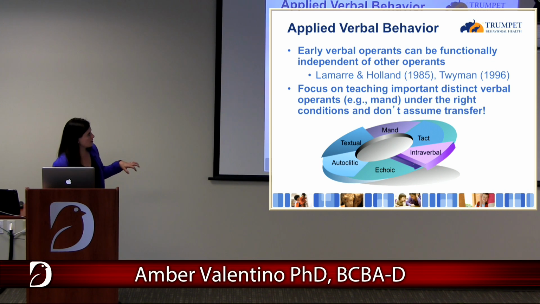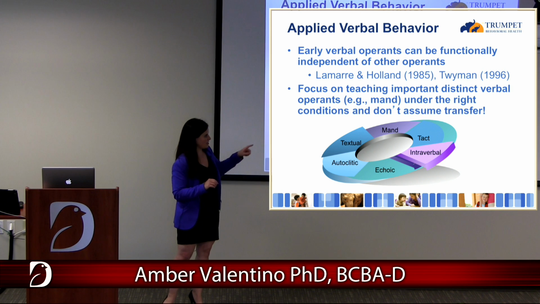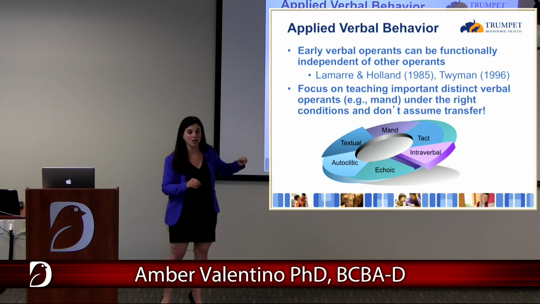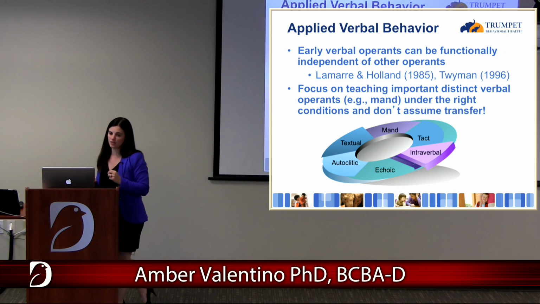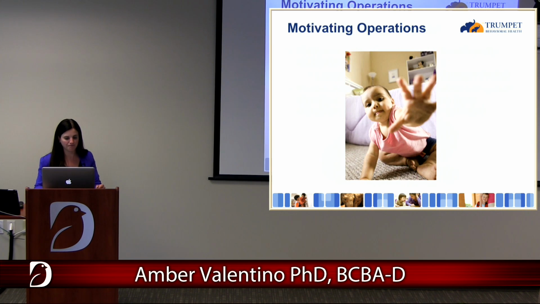So I'll go into the early verbal operants. I'll talk primarily about, again, just an orientation, the Mand, the tact, the intraverbal, and the echoic today. I'll talk a little bit about listener language, and then we will get into talking about Mand specifically. But don't assume that transfer. Don't assume that transfer, right? Well, he can label all of that, so he's certainly going to be able to ask for it. They're functionally independent and should be treated as such.